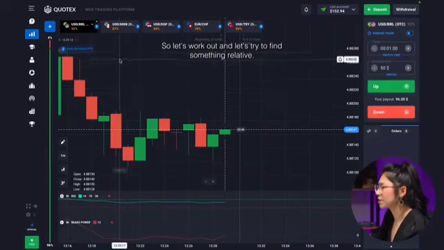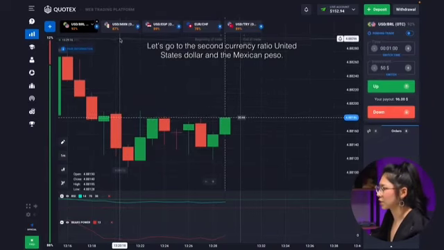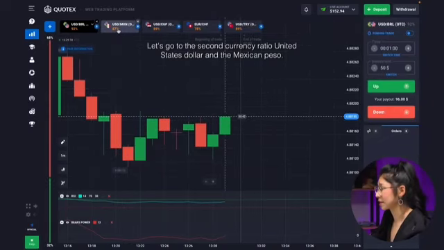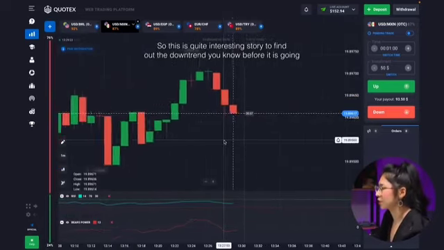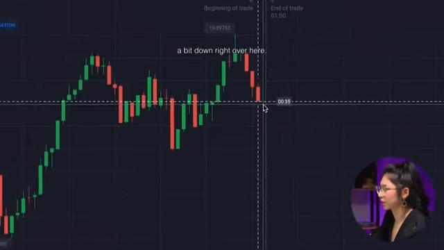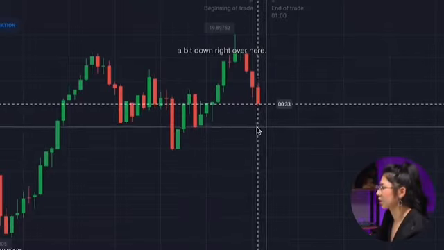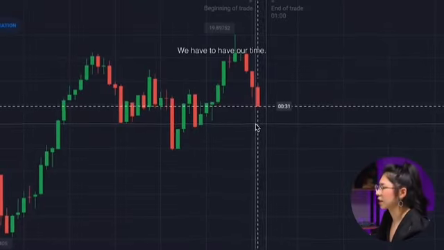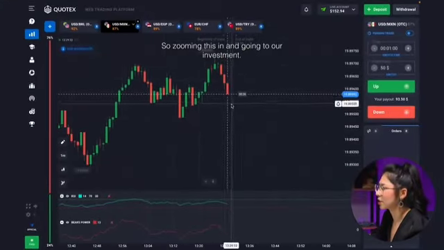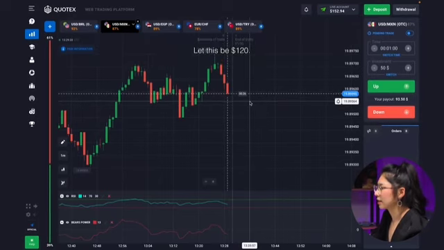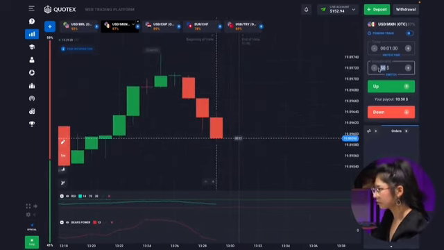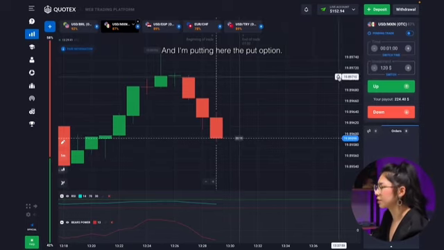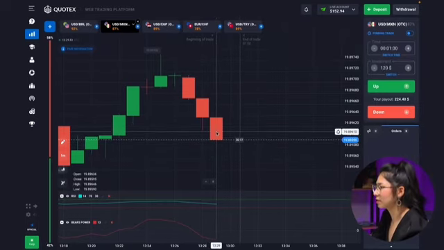To find something relative, let's go to the second currency ratio, the United States dollar and the Mexican peso. This is quite an interesting story to find out the downtrend before it goes down. Right over here we have our time, so let's zoom this in and go into our investment. Let this be $120. Okay, and I'm putting here the put option, and let's go.